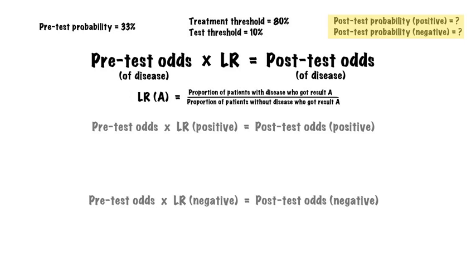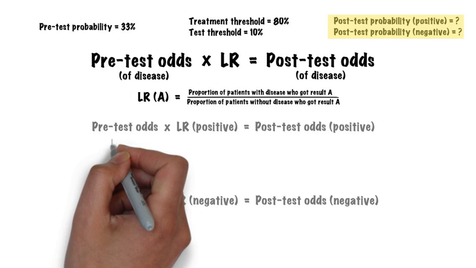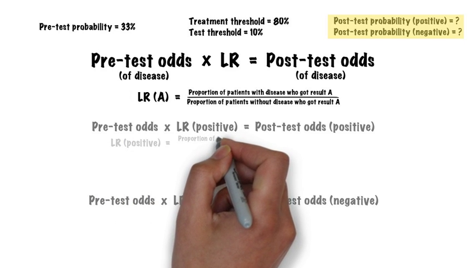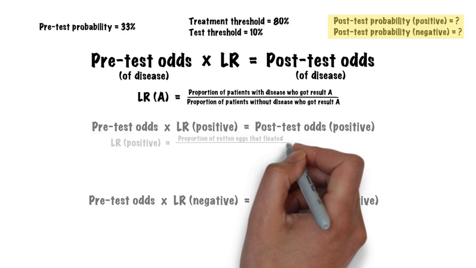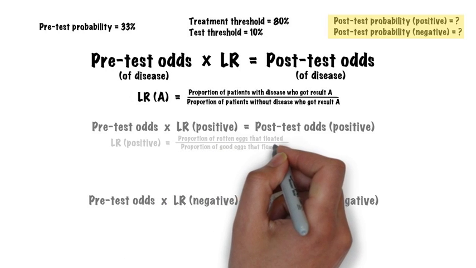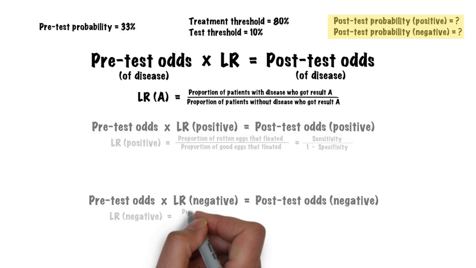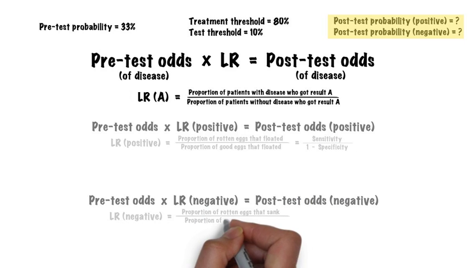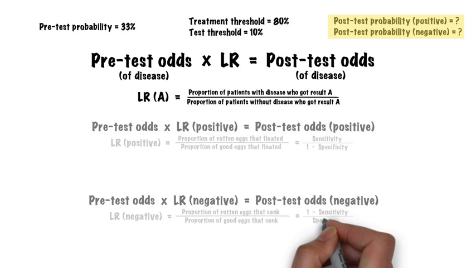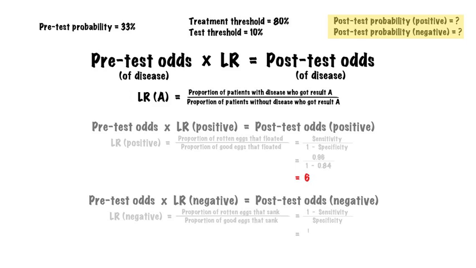In terms of our scenario, the float test has a binary result. So LR positive equals sensitivity over 1 minus specificity. Conversely, LR negative equals 1 minus sensitivity over specificity. Suppose that the sensitivity and specificity of the float test are 96% and 84% respectively.